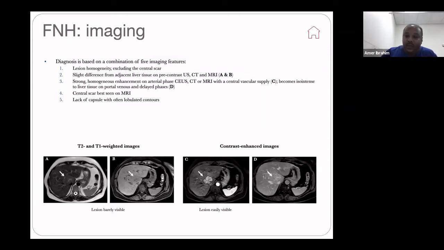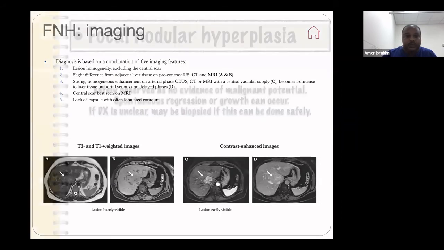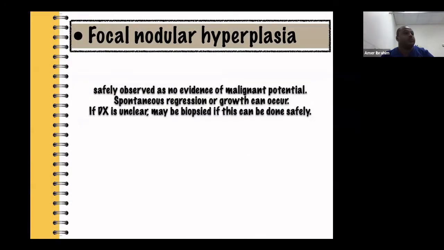And most of the time it has a central scar, especially on MRI. It lacks a capsule. There's no capsule around it, which differentiates it from hepatocellular adenomas. So it can safely be observed, with no evidence of malignant potential for this disease.